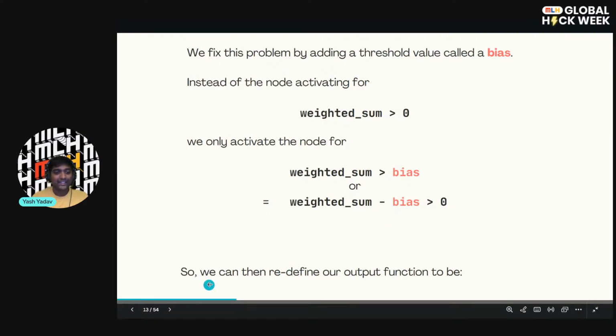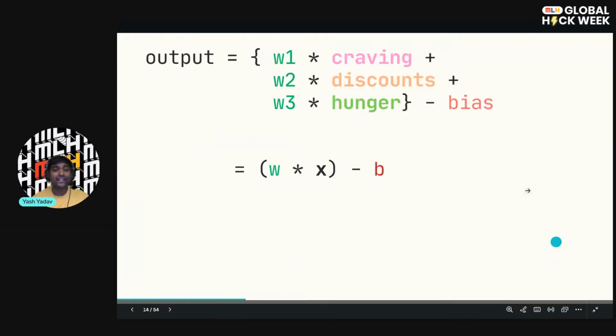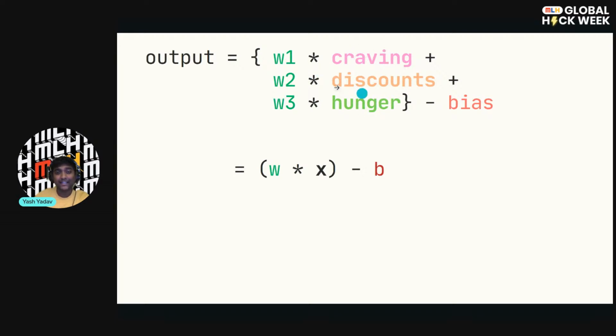So with that, we can then redefine our final output function to be something like weights multiplied by the inputs minus the bias value. And if we make it even more concise, it looks something like weights multiplied by input minus bias. Now, this is a very fun thing. Does this remind you of anything? Does this equation remind you of a very popular equation?